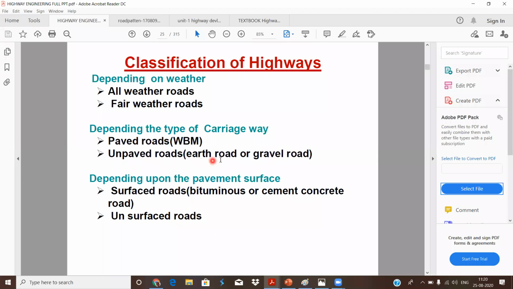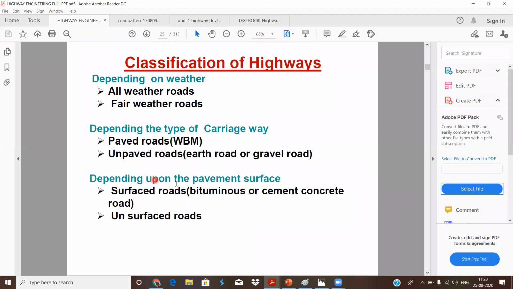For example, earth roads. Earth roads means just a soil layer. Then there are gravel roads, where soil and gravel are compacted well to make the pavement. So a paved road is a pavement that should at least consist of WBM. Unpaved roads do not consist of WBM.